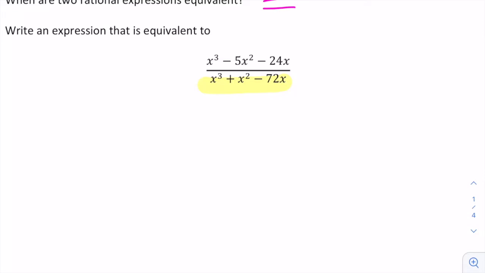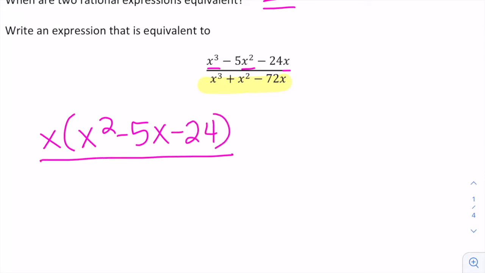So when I look at the numerator, well, there's a GCF. We always want to see if there's a GCF of x. I can factor out the x and we're left with x squared minus 5x minus 24. I can look at the denominator and there's also a GCF of x. So if I factor out the x, I'm left with x squared plus x minus 72.